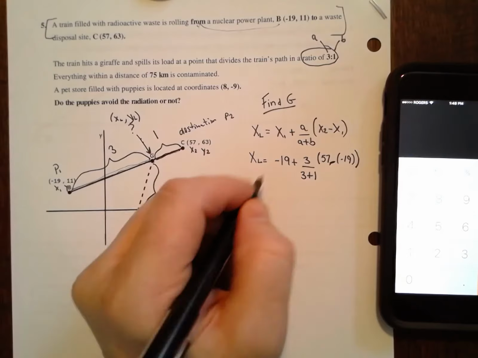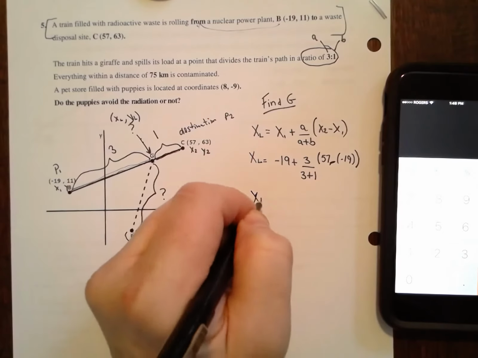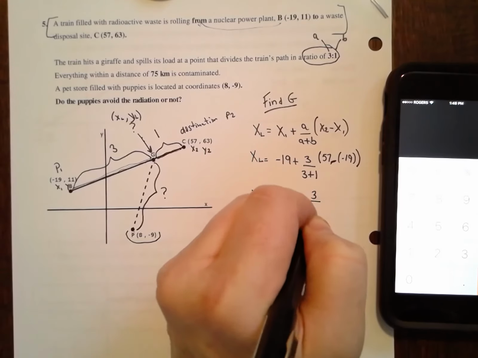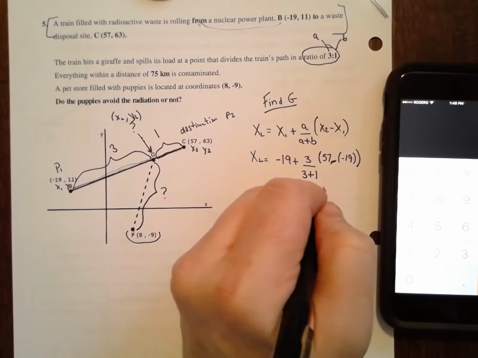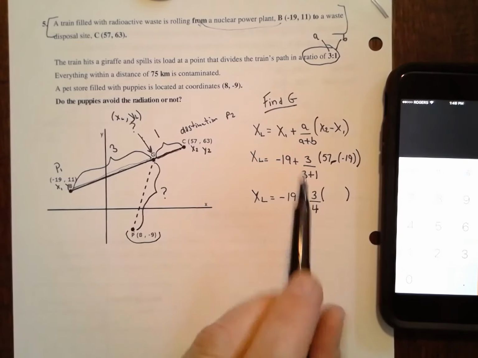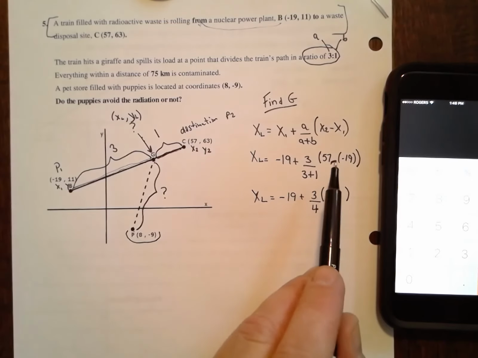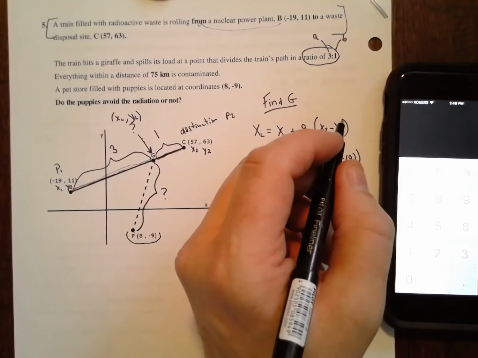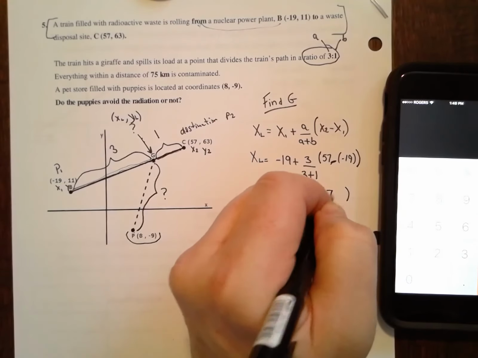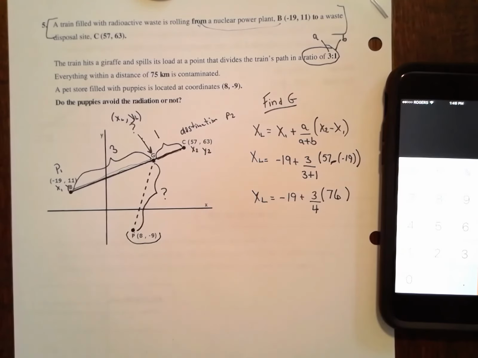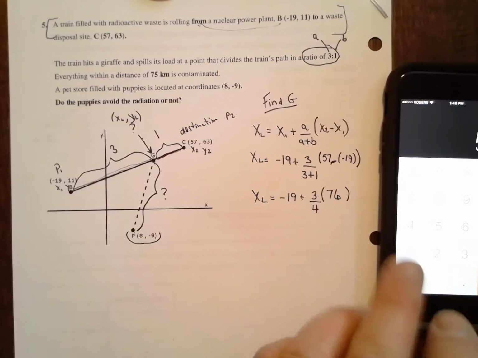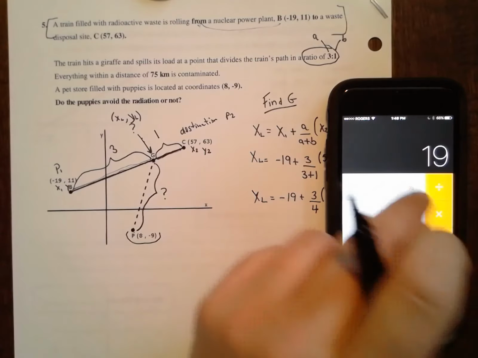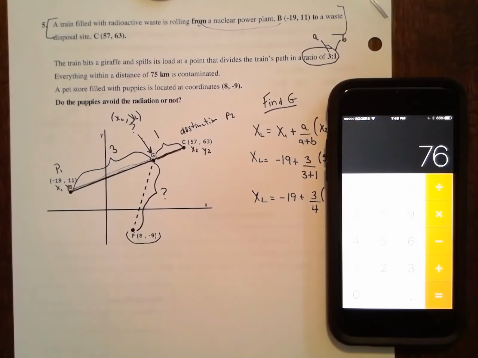So I'm going to simplify that bracket and the fraction before I do anything with the calculator. X is equal to negative 19 plus 3/4, 3 plus 1 is 4, times now 57 minus negative 19. Be very careful when you go 57 minus negative 19. Make sure you use that negative, you should get on your calculator a positive 76 when you do that. 57, sorry, minus, and then remember that the 19 must be negative to get that 76.